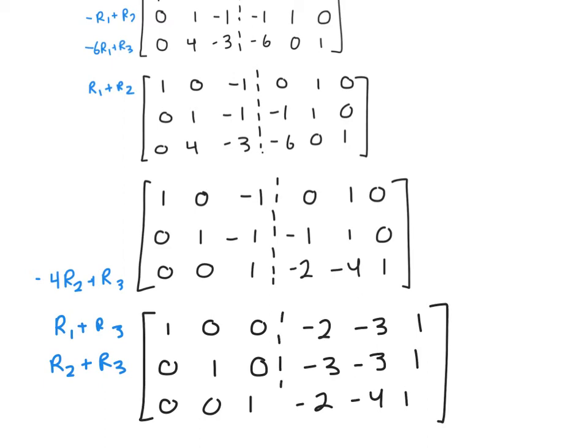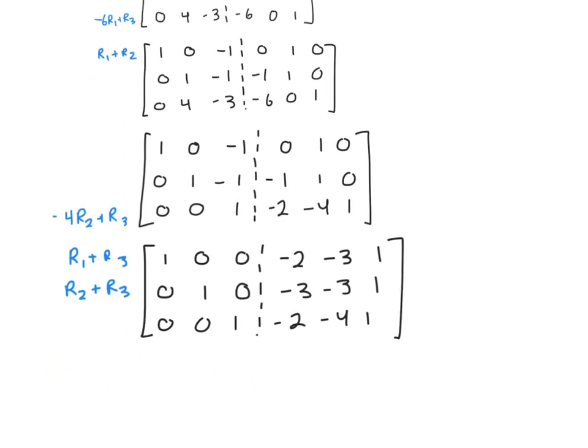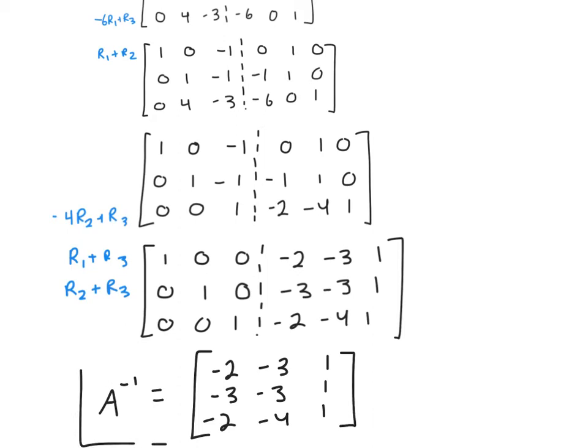So we are done. We now have our identity matrix on the left, which means the remainder on the right is our inverse matrix. So -2, -3, 1, -3, -3, 1, -2, -4, 1. And there you have it.